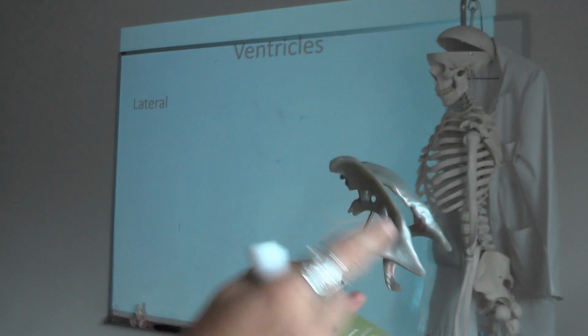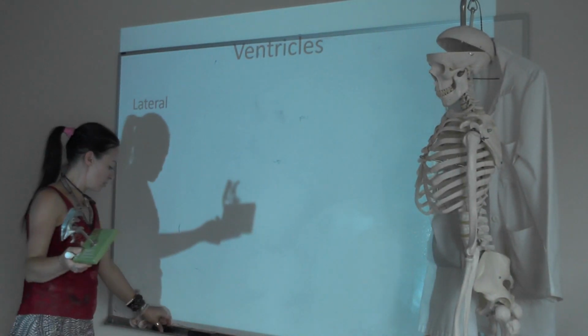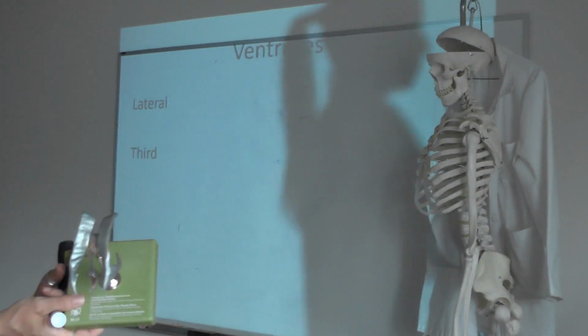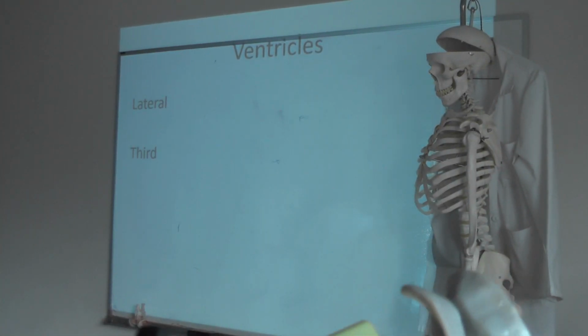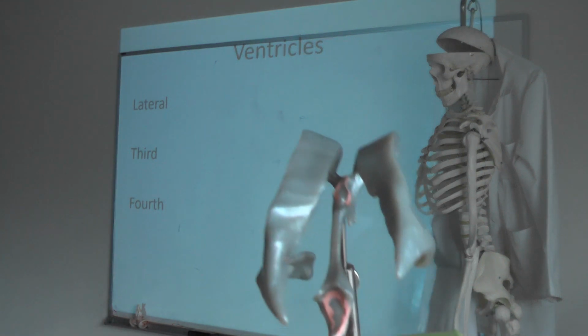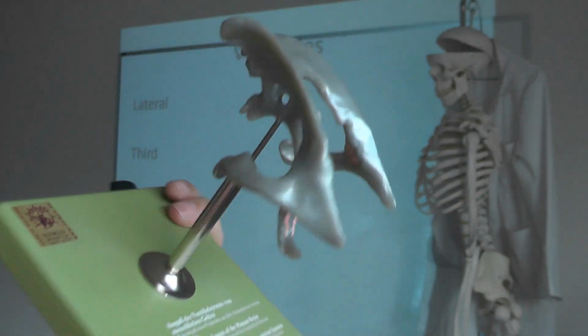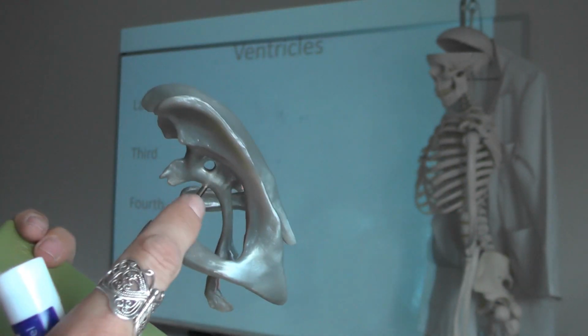And our lateral ventricles are connected to our third ventricle by this thing called the interventricular foramen, and then to the fourth by the cerebral aqueduct. So what the heck am I talking about? Okay, left and right lateral ventricles. This right here is the third ventricle.